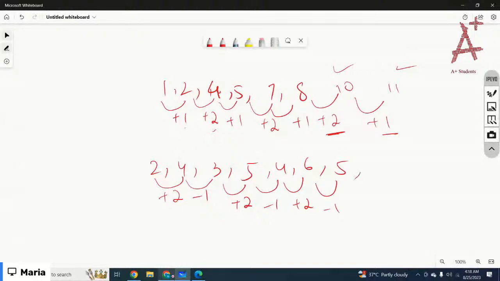So for the next number, you have to add 2. 5 plus 2 makes 7. And for the next one, you have to subtract 1. 7 minus 1 makes 6, right? Then you have to again add 2. 6 plus 2 makes 8, right? Okay.